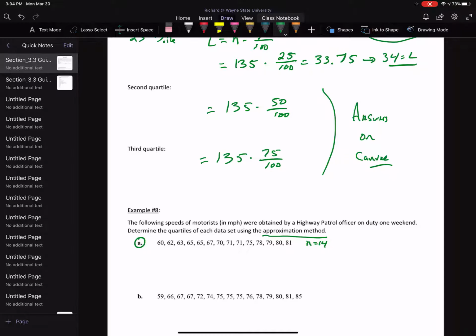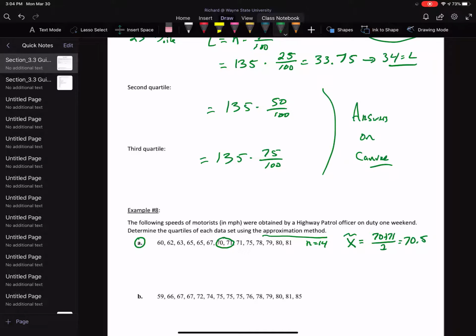1, 2, 3, 4, 5, 6, 7. So that should be here. Okay, do we have an even number on the other side? 2, 4, 6. We do. Okay, so that means that the second quartile, the median, is going to be the average of those, right? If you remember back to section 3.1. So that's going to be 70.5.